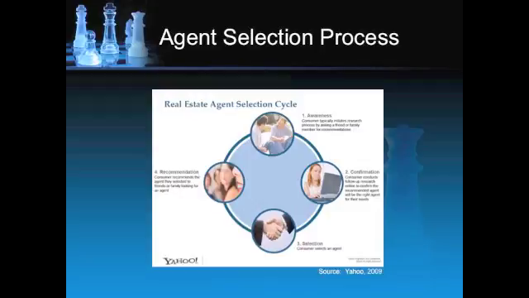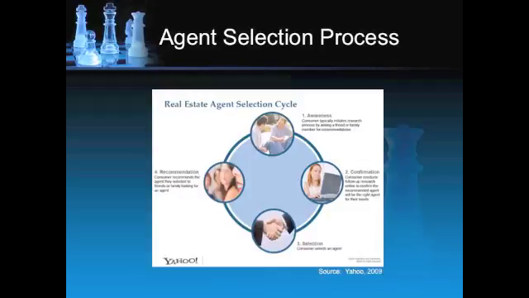Back in 2009, Yahoo published on its Yahoo Real Estate page a pictorial view of the real estate agent selection process. There are 4 steps to the process. Number 1, the awareness step. The consumer starts to ask around friends and family who may know a real estate agent that he or she can work with. Number 2, the confirmation step. The consumer starts to go online to look at websites and find out a bit more information regarding the specific agents that have been recommended.